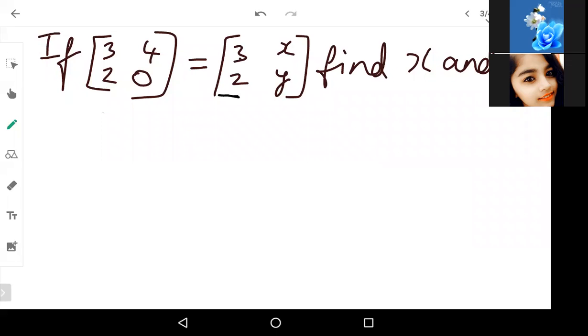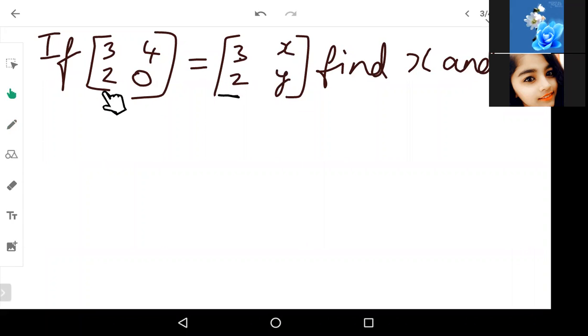Yes, can we go to the next problem then? Good. Now, the next problem is: if the matrix [3 4; 2 0] is equal to [3 x; 2 y], find x and y.